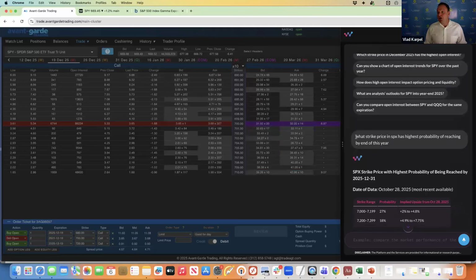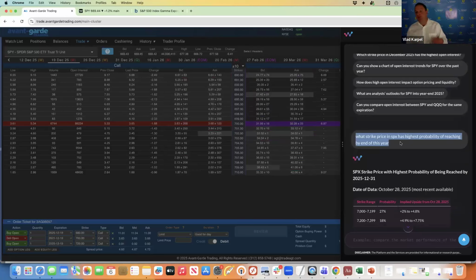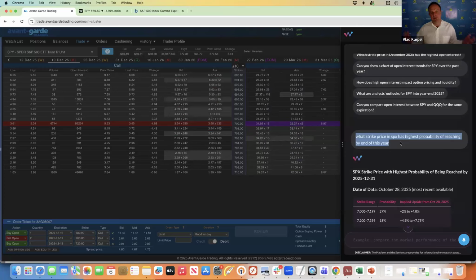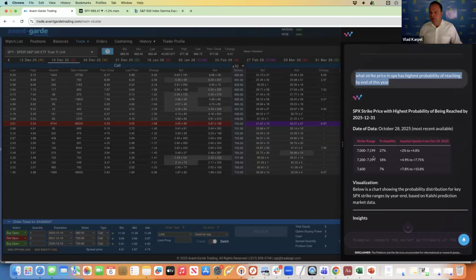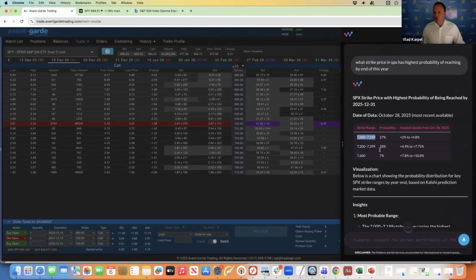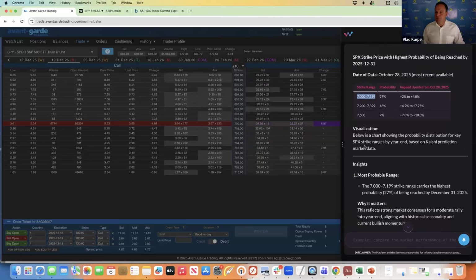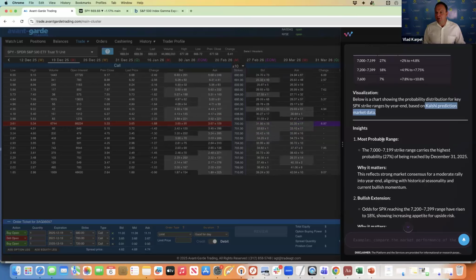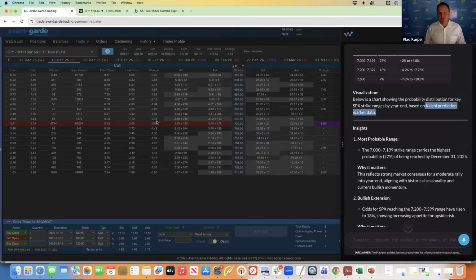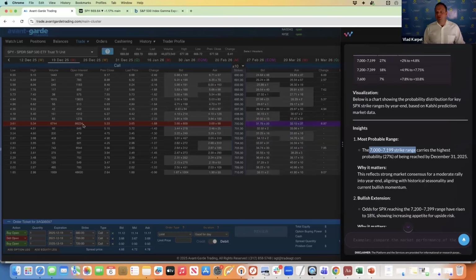Then the next question, what strike price in SPX has the highest probability of being reached by the end of this year, right? You can run different simulation analyses, a Markowitz model. You can look at the open interest. You can look at some of the analytics that we offer. But according to Winston, the highest probability right now, 7,000, right? So it basically shows this probability, SPX range, based on Kalshi prediction market data, okay? And the most probable range is 7,000 to 7,061. Kind of confirms this high open interest, right?